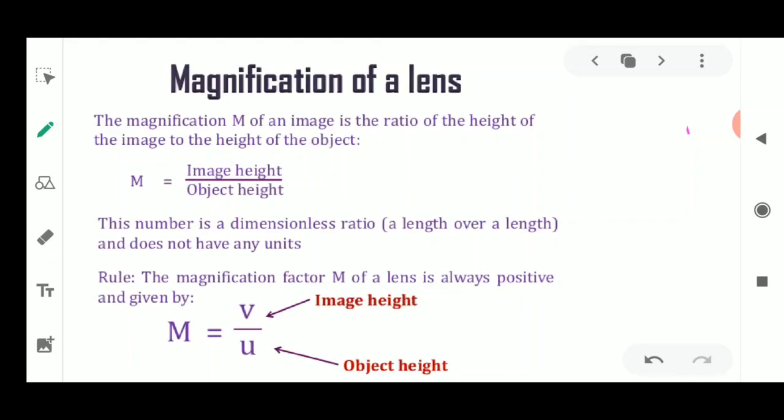Similarly, the rule could also be changed if u and v are both given. So the height of the image upon the height of the object would also be written as m is equal to v by u. So this was all about the magnification of a lens.